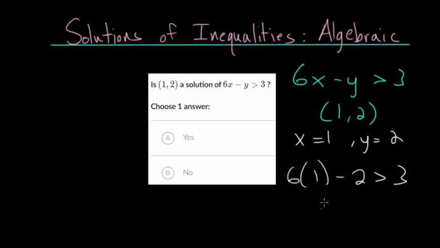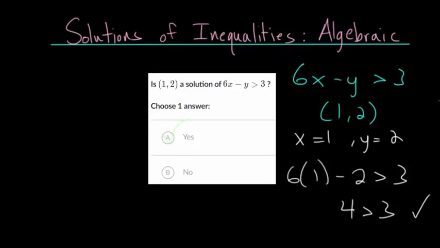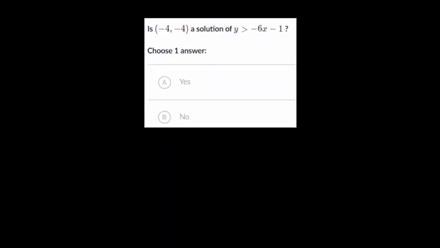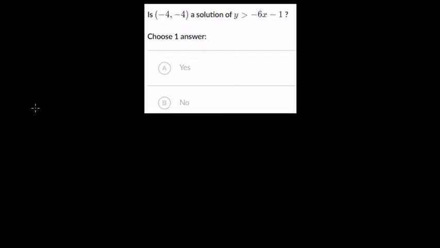So 6 times 1 is 6, minus 2 is 4. And it's true, 4 is bigger than 3. So if you get something that's true, this point (1, 2) is actually a part of this inequality. It's part of the set of points, and again, there's an infinite amount of them, that satisfy this inequality. So the answer to this is yes. And let's keep going. Once you get the hang of these, they're fairly straightforward and often relatively quick.